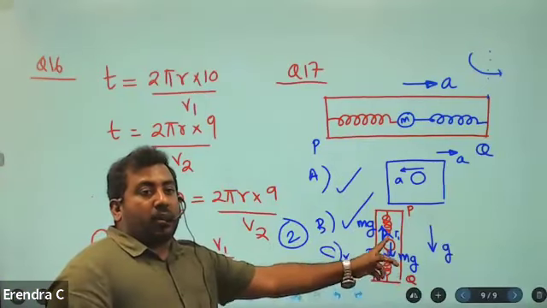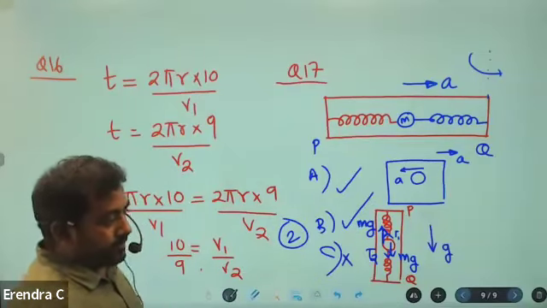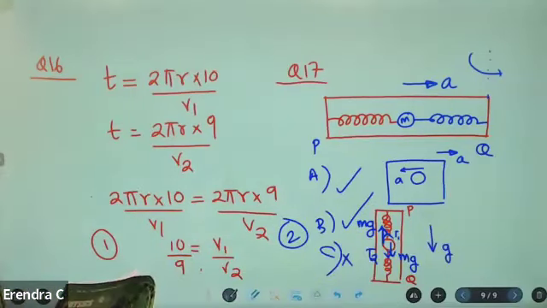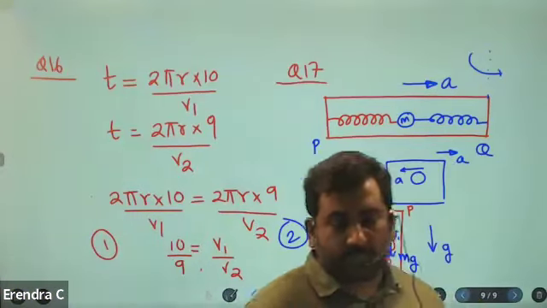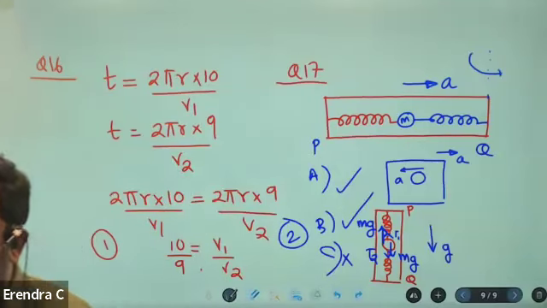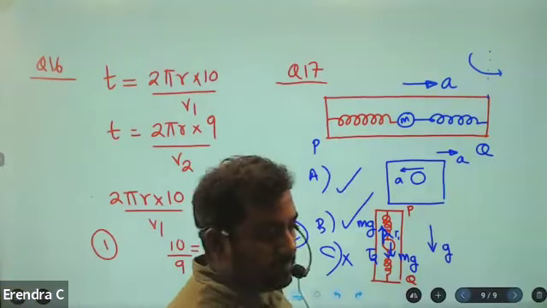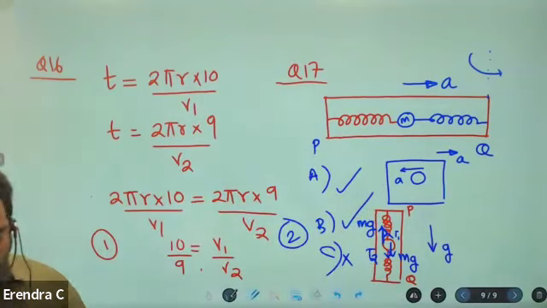This will cancel off the weight, so m will not move towards P. Okay, no? So A and B correct.